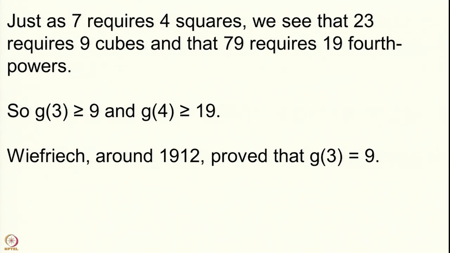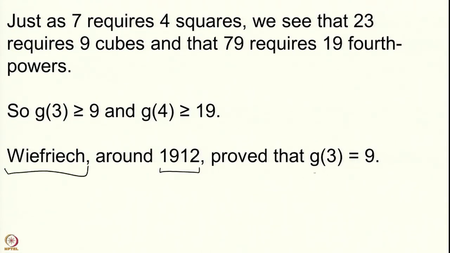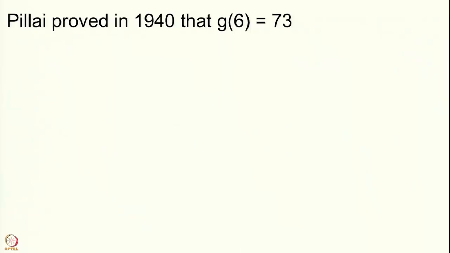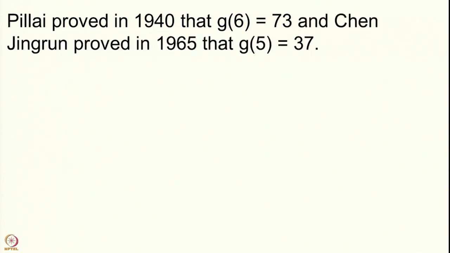So, I told you that Hilbert proved the existence of gk in 1909. From 1909 to 1912, in a series of papers, V. Fritsch proved that G3 is 9. Then, S.S. Pillai, this is an Indian mathematician once again, contemporary to Ramanujan, proved that G6 is 73. Remember, we are looking at G3 and G4, G3 is 9, G4 is 19, there are G5 also in between, but Pillai proved that G6 is 73, and in about 25 years, the mathematician Chen Jingrun proved that G5 is 37. So, G3 was computed, G5 was computed and G6 was computed.